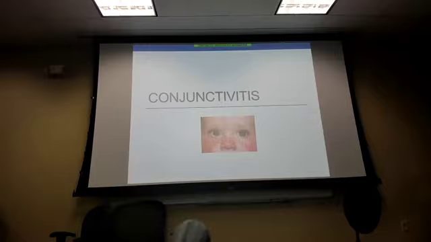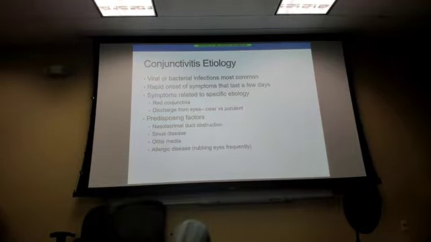Conjunctivitis. What are the different types of conjunctivitis? Viral, bacterial, what else? Allergic. One more. I guess only 2 more. Fungal, pretty rare. A chemical conjunctivitis. And we'll add one more because it's peds, neonatal conjunctivitis. Most of the time, you're going to have your viral or your bacterial.